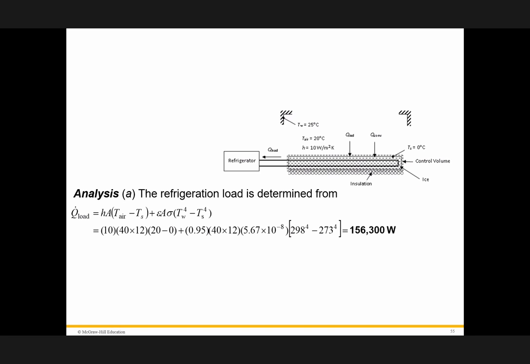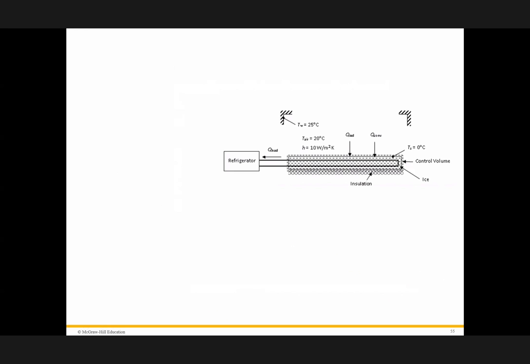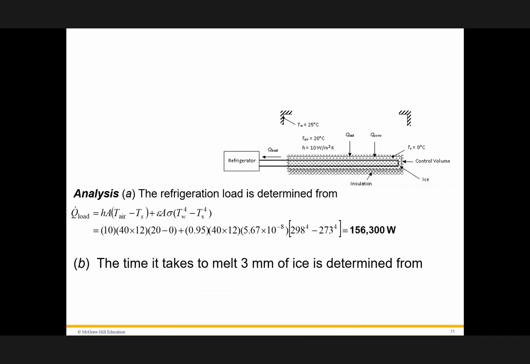Okay, let's go back. For here, the second part mentioned how long. This is time. Please, how long will it take to melt 3 millimeter of ice from the surface if we do not provide, if this system is off? Okay, this system is off, is not working. How long it will take that 3 millimeter of this ice be melted? Time, okay? So we got here this value. And the second part here is the time it takes to melt 3 millimeter of ice.